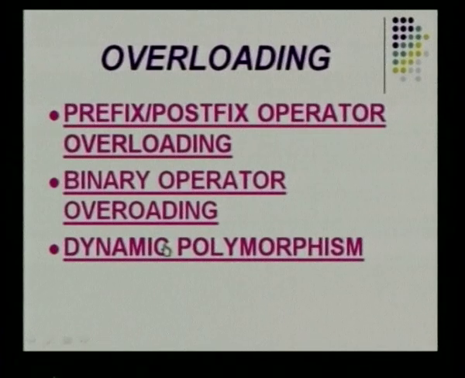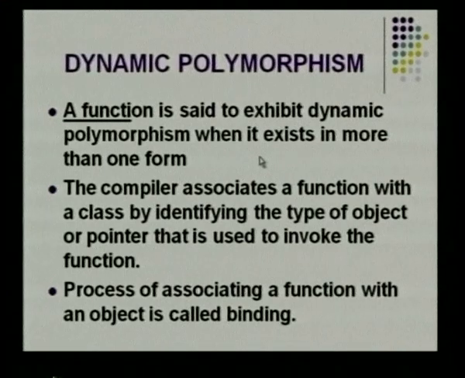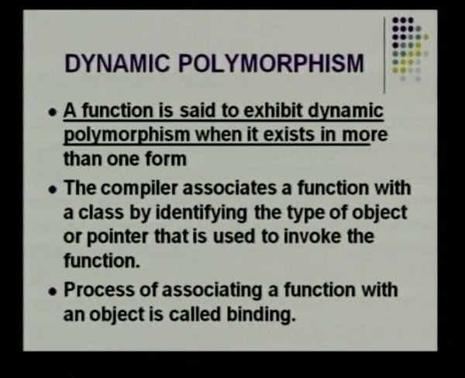So, next we move over to the concept of dynamic polymorphism. Static polymorphism is nothing but implemented using this overloading concept. We have seen about function overloading and operator overloading. Next we move over to dynamic polymorphism. A function is said to exhibit dynamic polymorphism when it exists in more than one form. That is, the same function exhibits different forms at different times based on some situation or some result in the programming paradigm.